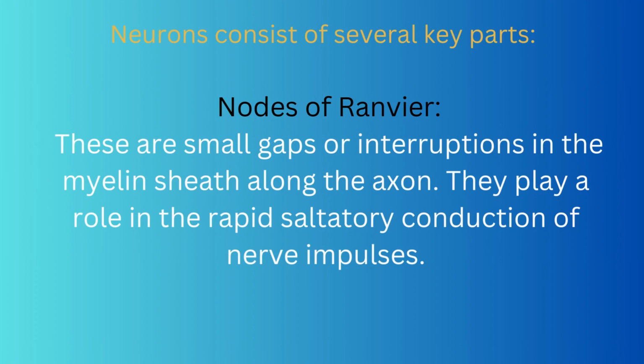Nodes of Ranvier. These are small gaps or interruptions in the myelin sheath along the axon. They play a role in the rapid saltatory conduction of nerve impulses.